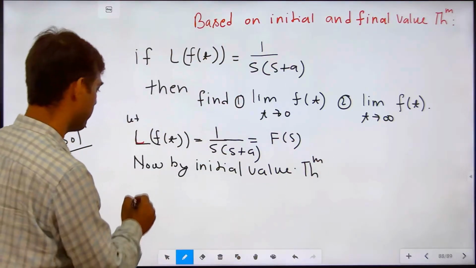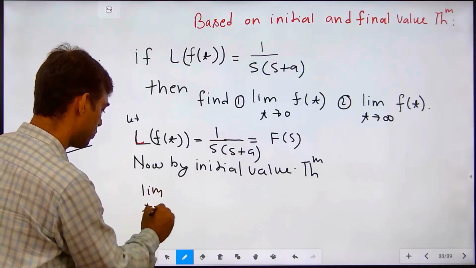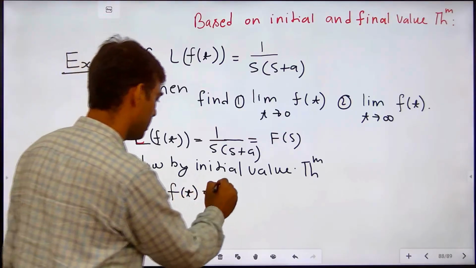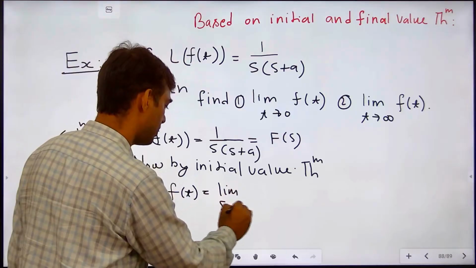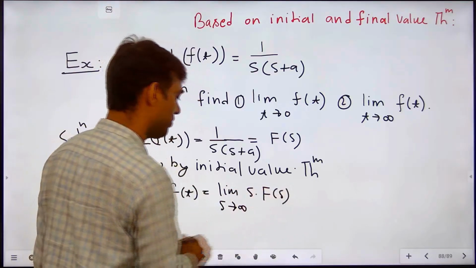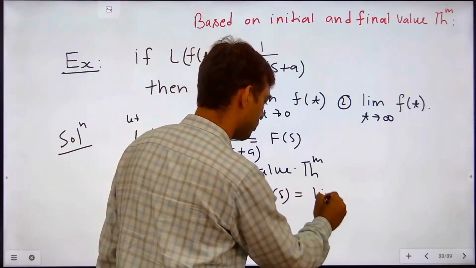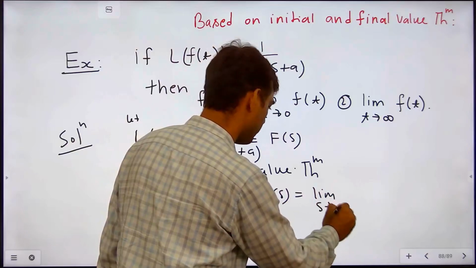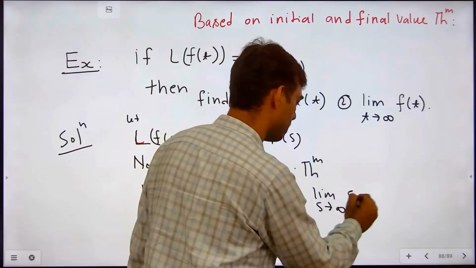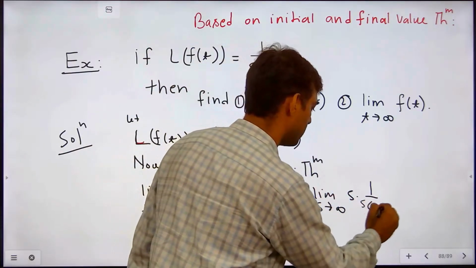What will happen? The limit as t tends to 0 of f(t) equals what? The limit as s tends to infinity of s into F(s). F(s) is already given, so here we put the value of F(s). F(s) is 1 upon s plus a.